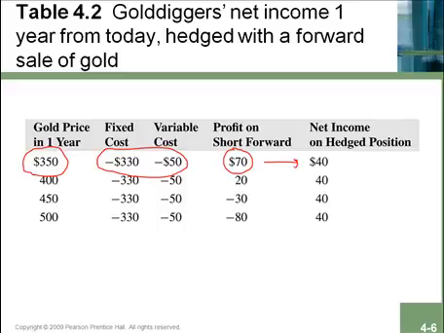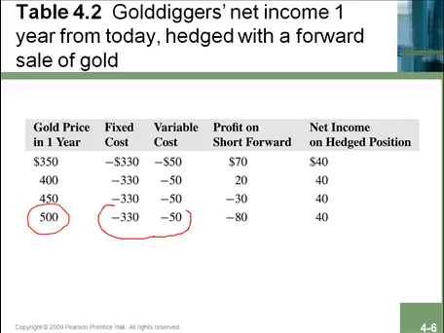Now, I don't mean to imply that hedging always works out well. Sometimes it doesn't. Sometimes you may end up in a case like this one. Let's say that the price of gold ended up being $500 per ounce 1 year from now. Well, if you had not hedged, then you would have had costs, again, $380 per ounce, leading to net profits of $120 per ounce, which would be wonderful.